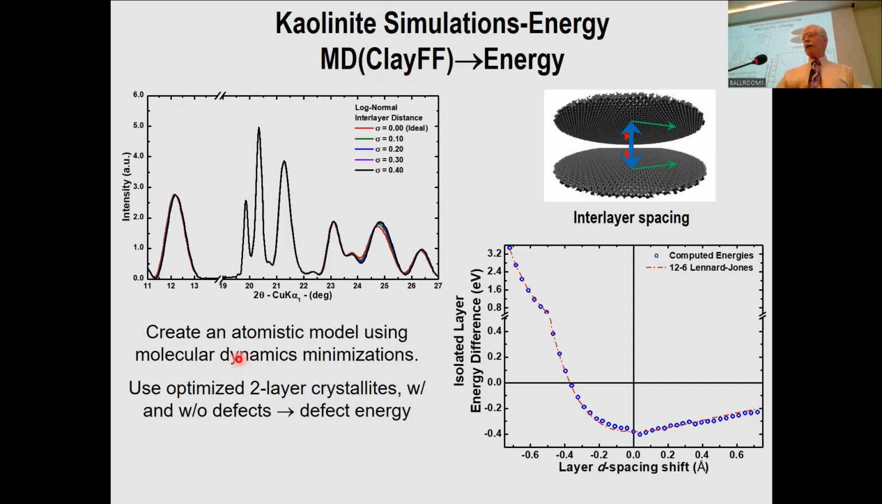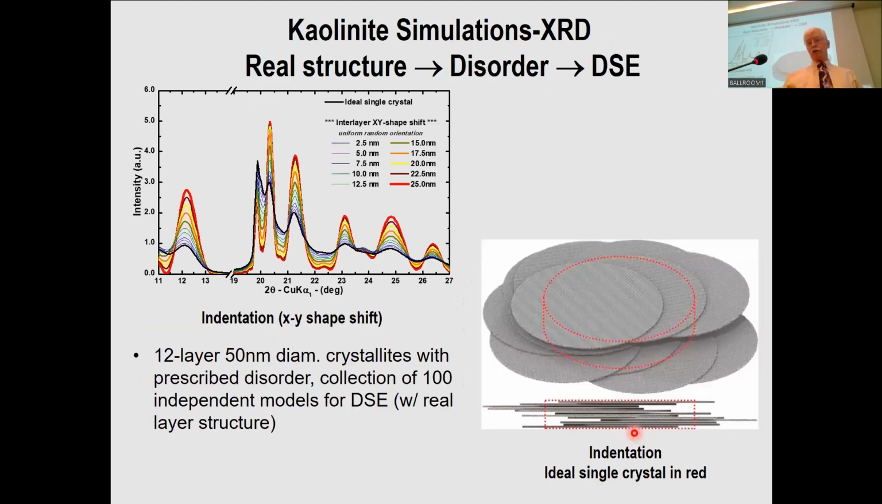What we do is we create this atomistic model that I mentioned to you, and then we use just 2-layer crystallites, calculate the energy without defects, so a perfect crystal, and then we calculate the energy with a defect, and we can see the energetic effect of that particular type of defect. And in this case, we looked at increasing the interlayer spacing. So we had a model with 2 layers, and we gradually increased or decreased the layer spacing. And you can see, fortunately, the equilibrium spacing is about the lowest energy. So it gives us some insight.